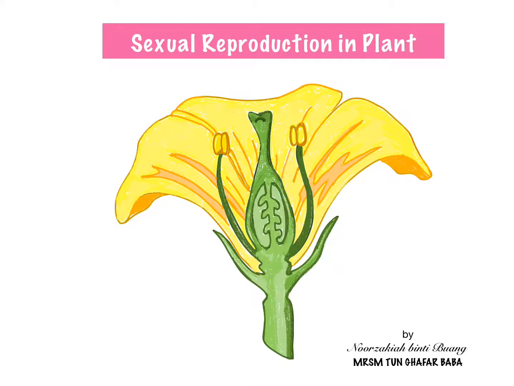Flower is a sexual reproduction organ in plant. Female reproduction organ is called carpel. It consists of stigma, style, ovule, and ovary.